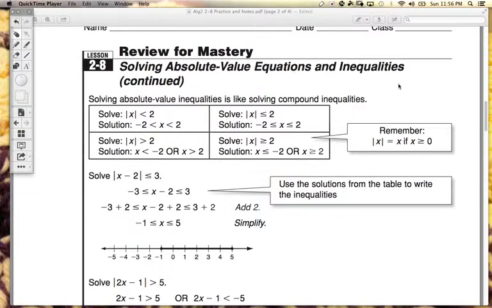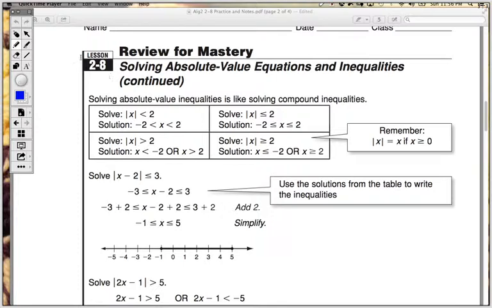So now we're talking about section 2-8. We're still going on, but it's going to get a little bit different because now we're going to be solving absolute value equations and inequalities. We're going to do a lot more of the absolute value stuff. And there's a lot of details here, but we're going to talk about it in just one simple idea.